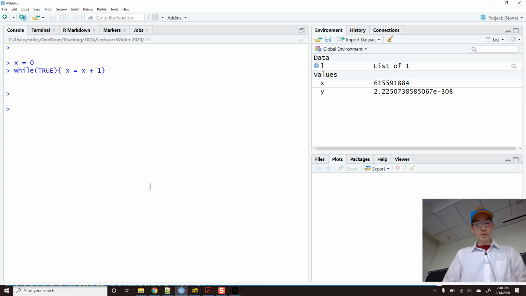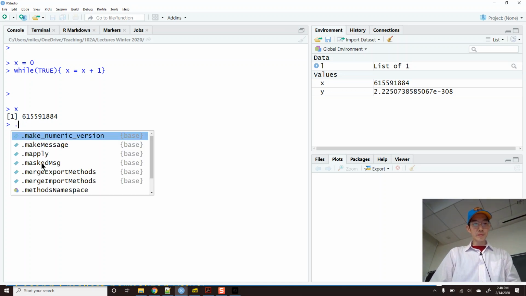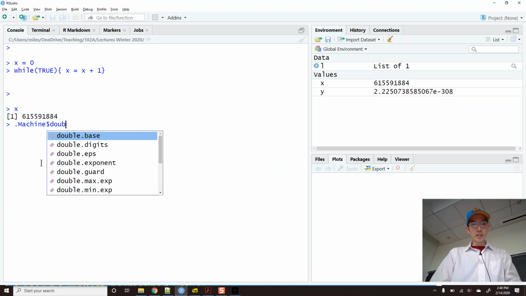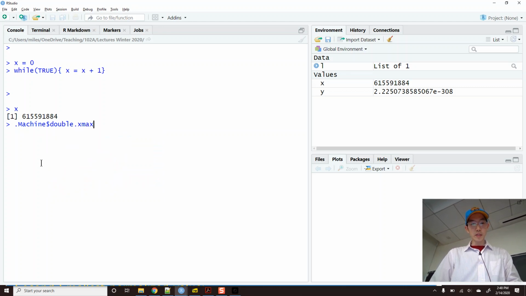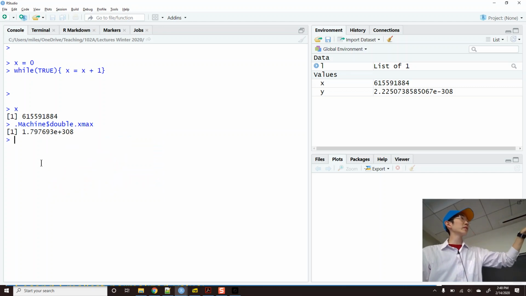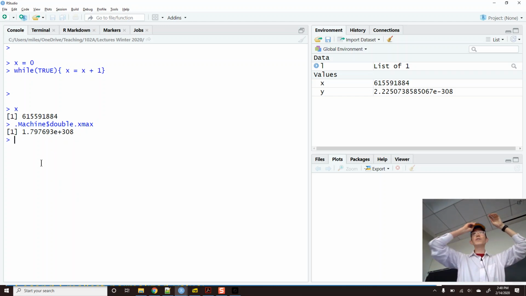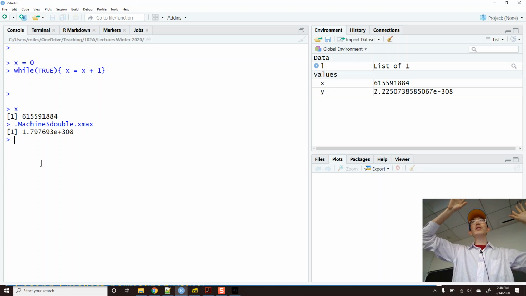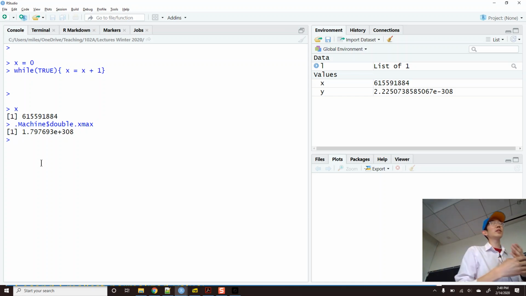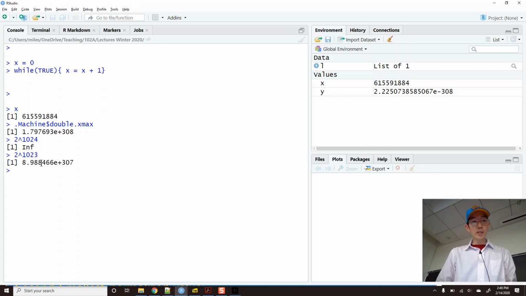Right now my x is some number. With dot machine, double x max, this is the largest number I can represent that is not infinity. This is all 1s and a 0 for the exponent, and then all 1s for the mantissa. Anything bigger than this will be infinity: 2 to the 1024 is infinity, and 2 to the 1023 is this.